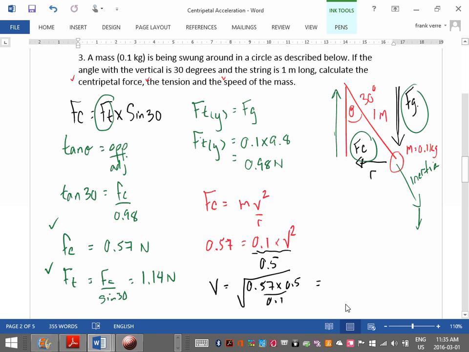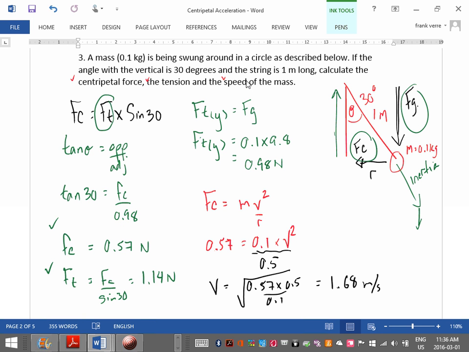It's like 1 point something. 1.68? Sure, that sounds reasonable. There you go, there's your speed. So now we have all three: centripetal force, tension, and speed of the mass. Okay?